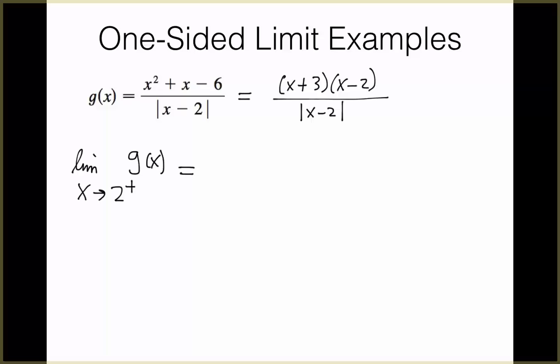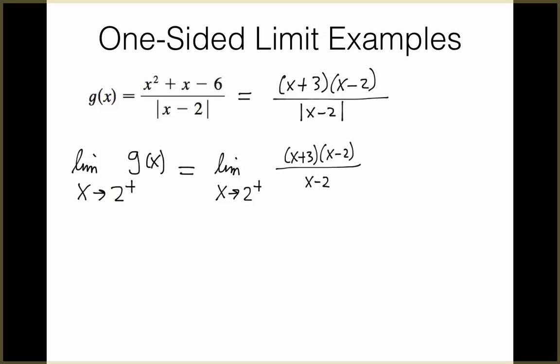So if you look at the quantity absolute value of x minus 2 in the denominator, if x is slightly bigger than 2, then x minus 2 will be a positive quantity, and therefore the absolute value of x minus 2 would just equal x minus 2. So I'm going to replace absolute value of x minus 2 with the quantity x minus 2, because when x is slightly bigger than 2, x minus 2 is positive, and so I can just drop the absolute value signs.